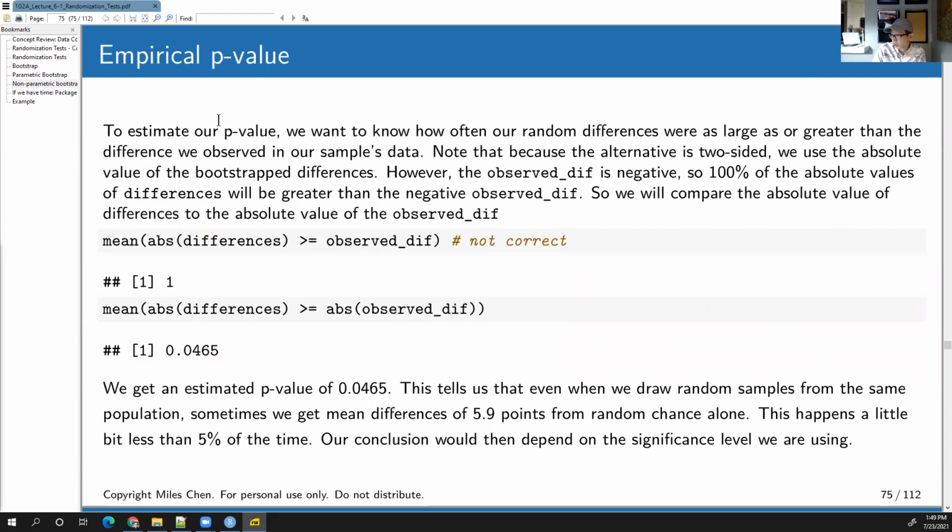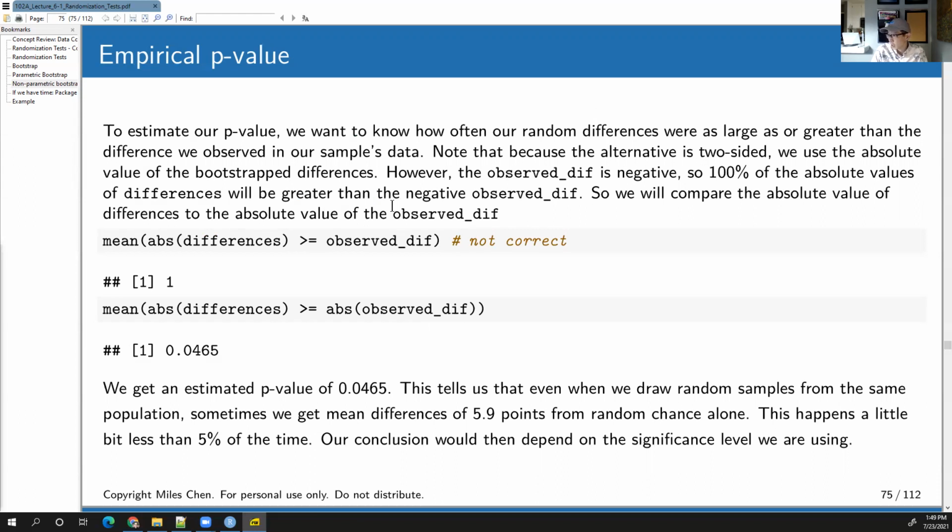All right, and so what we want to know is how often our random differences that we've generated here are as large as or greater than the difference we observed in our sample data. Remember, the difference we observed in our sample data was negative 5.9. How often do we get something greater than negative 5.9?